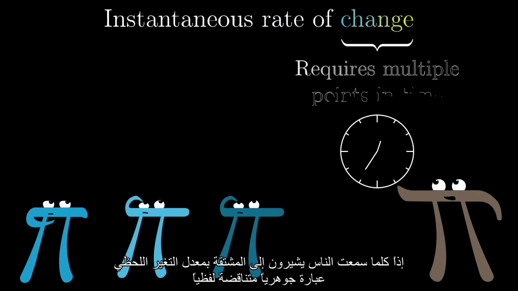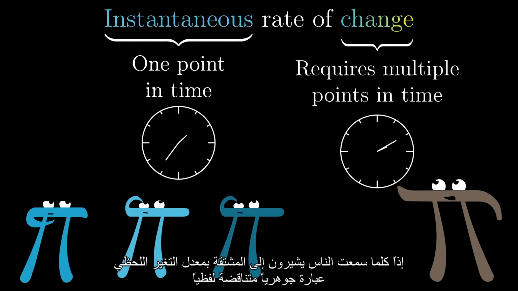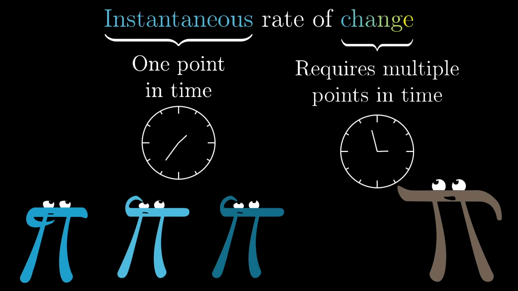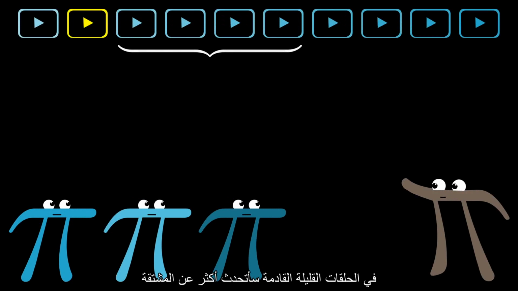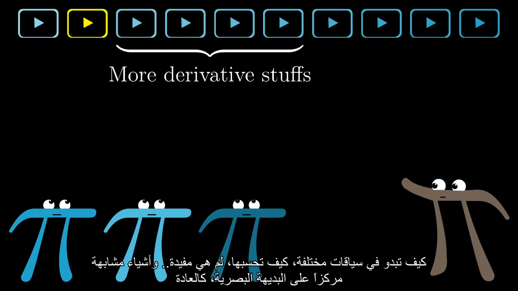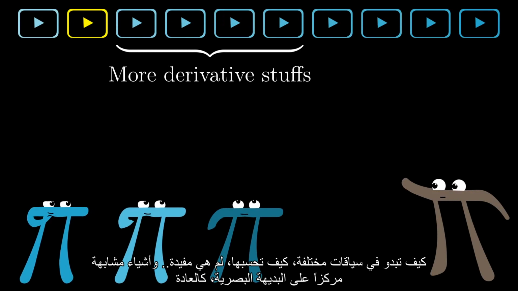So whenever you hear people refer to the derivative as an instantaneous rate of change, a phrase which is intrinsically oxymoronic, I want you to think of that as a conceptual shorthand for the best constant approximation for rate of change. In the next couple of videos, I'll be talking more about the derivative, what it looks like in different contexts, how do you actually compute it, why is it useful, things like that, focusing on visual intuition as always.